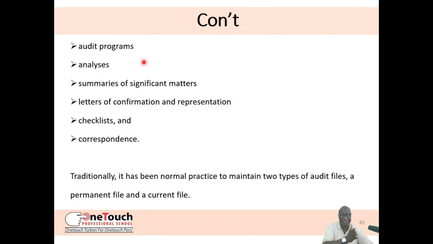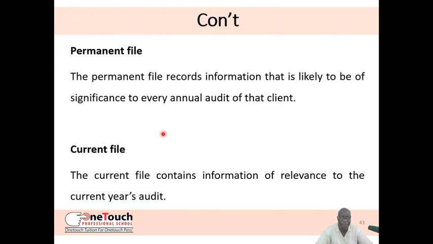Analysis, as we all know: this year versus last year, and that kind of thing. Summaries of significant matters. Yes, all significant matters will be recorded, documented. Then letters of confirmation and representation. That's when you have confirmed some things from outside or within the organization. They will all be on the file. If there is any representation from management, it will also be there. And there should be checklists, and any correspondence will also be there.